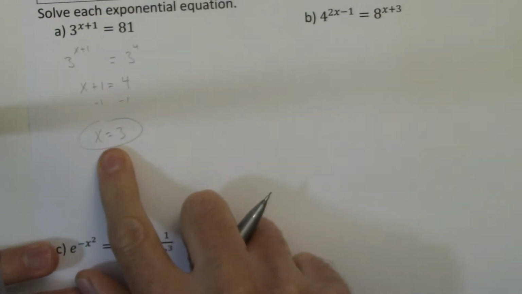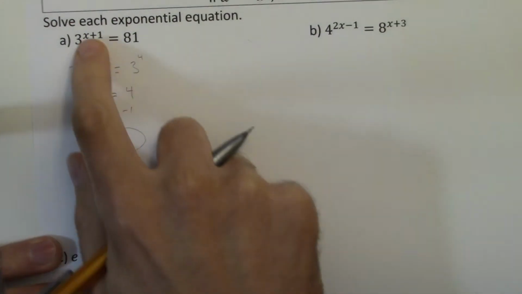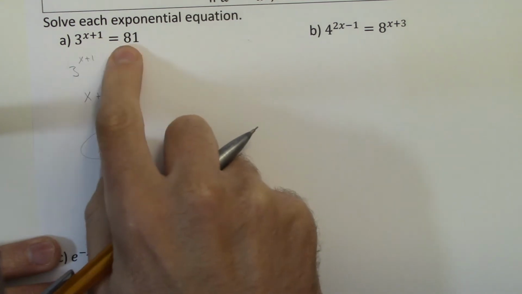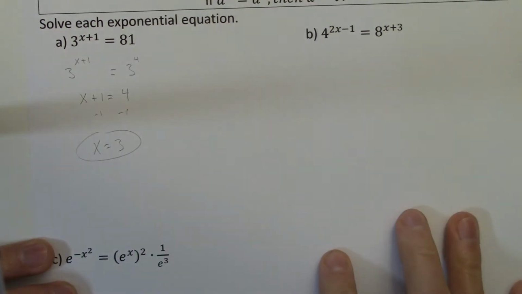You're welcome to verify this, right? You can plug this back in. 3 plus 1 is 4. 3 to the fourth power is 81, so we do know that is correct.